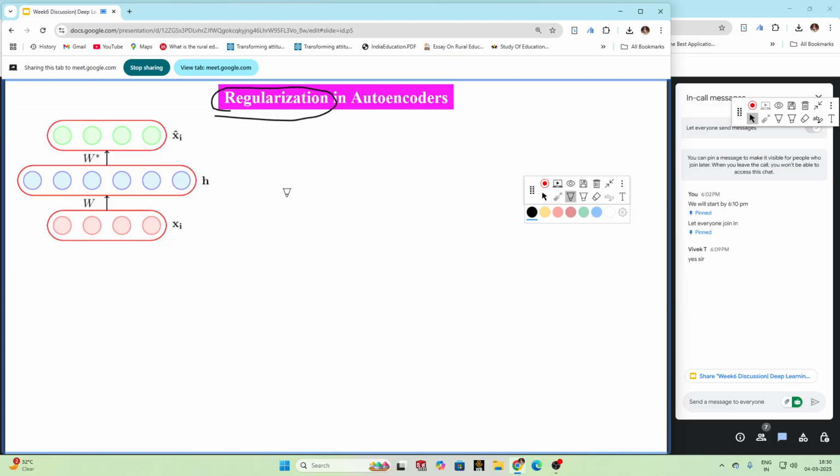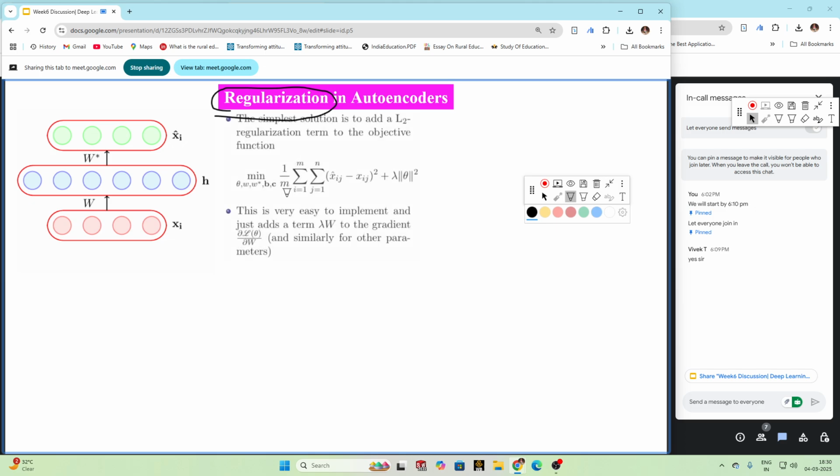So to avoid this over-generalization of the model, we use something called regularization. Okay, so regularization: the simplest solution is adding a term to our loss function.